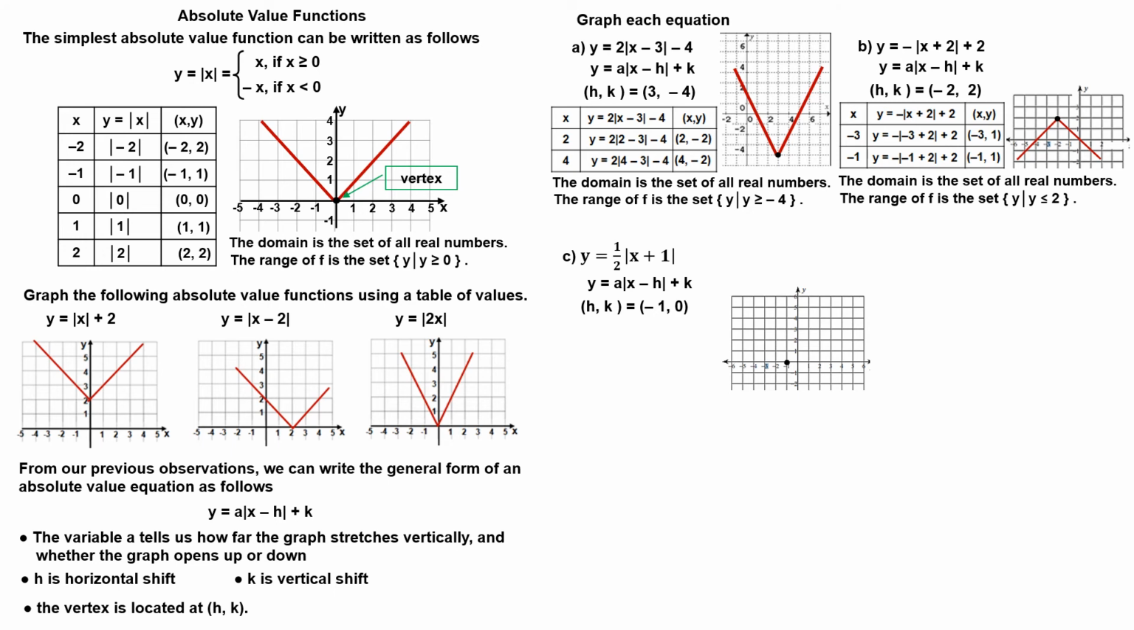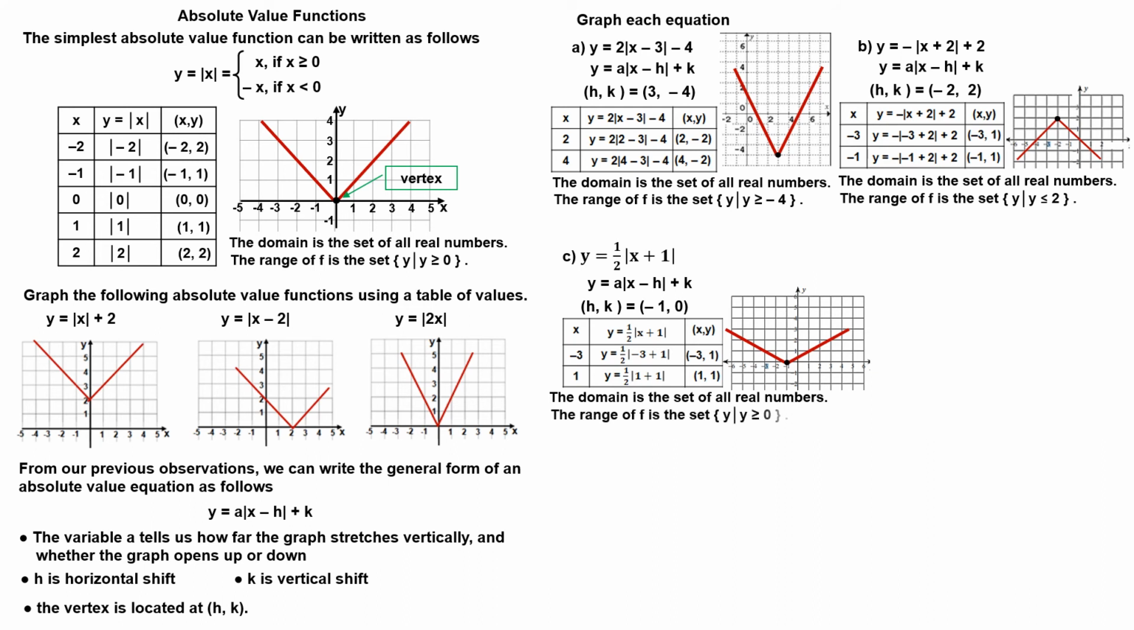Now we take an x value to the left of the vertex and an x value to the right of the vertex to make a table. Let's plot these 2 points and draw the lines. The domain is the set of all real numbers. The range of f is the set of y such that y is greater than or equal to 0.